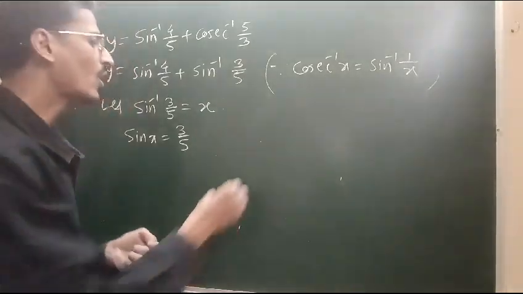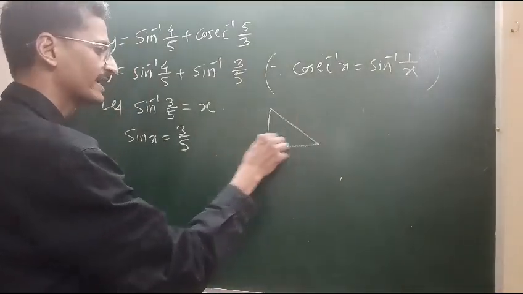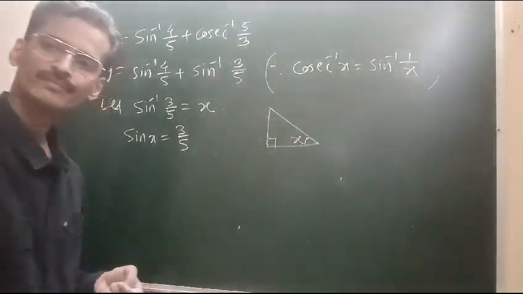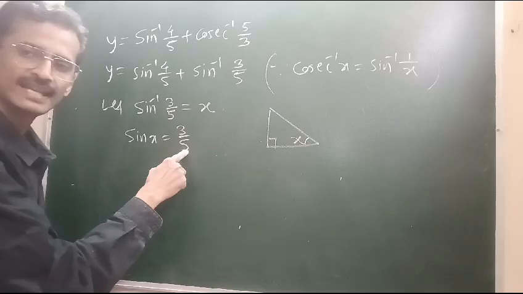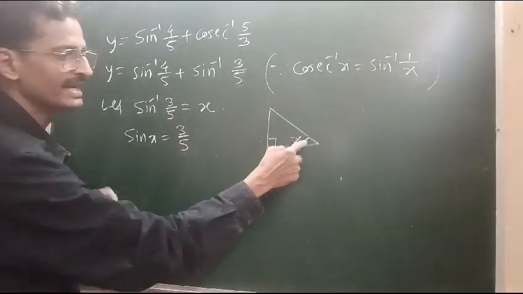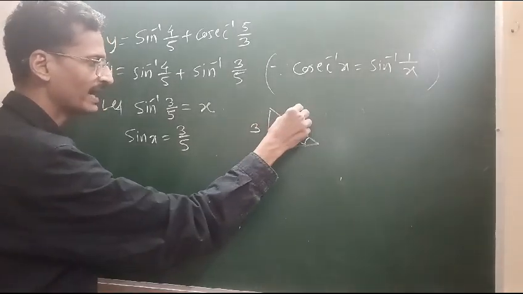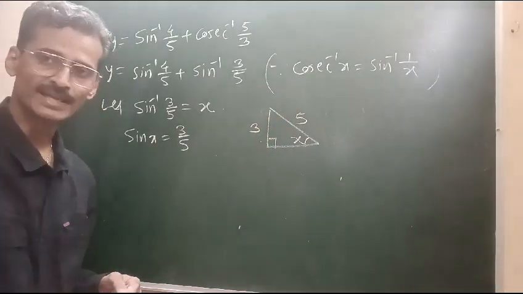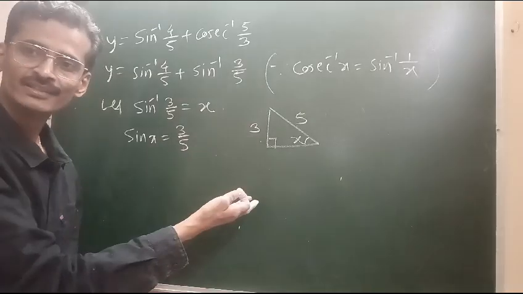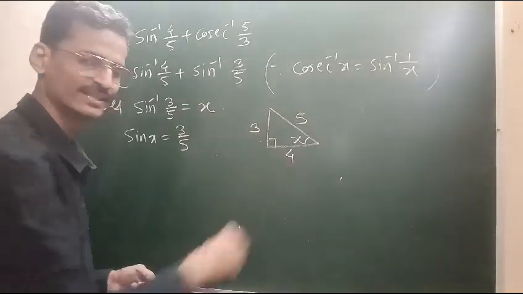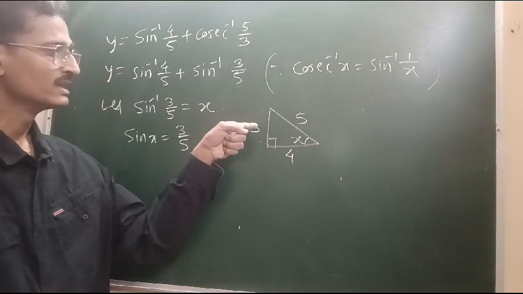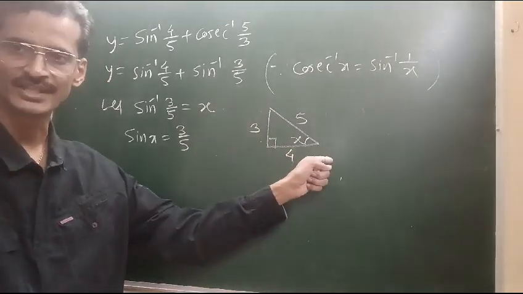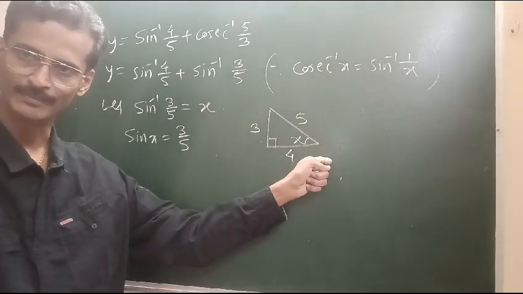Either use that or just draw this triangle, a right angle triangle. Suppose this is angle x. Now what is sine x? Sine x is 3 upon 5. Sine means opposite side upon hypotenuse. So this is 3 upon 5. Now use the Pythagoras theorem. This is very standard. 3, 5, then this is what? 4. Check this, because the sum of squares of these two sides is equal to the hypotenuse square. That we know, the Pythagoras theorem.